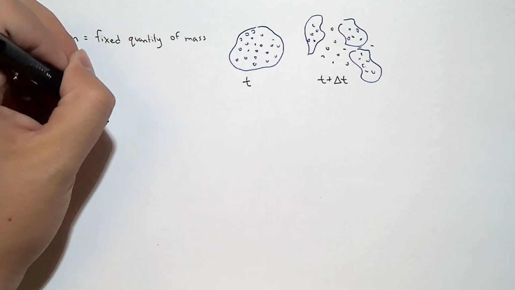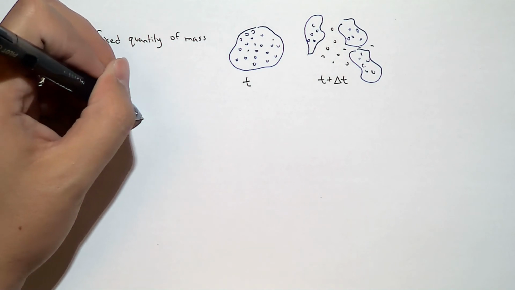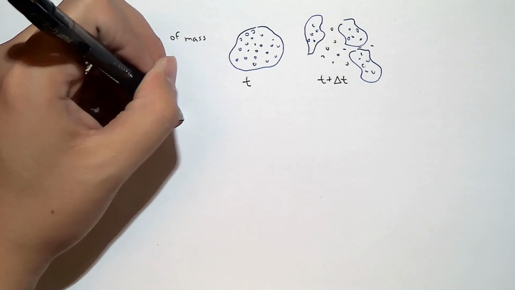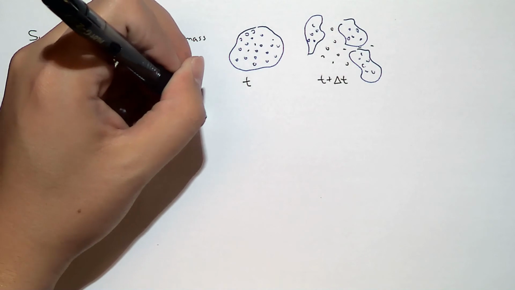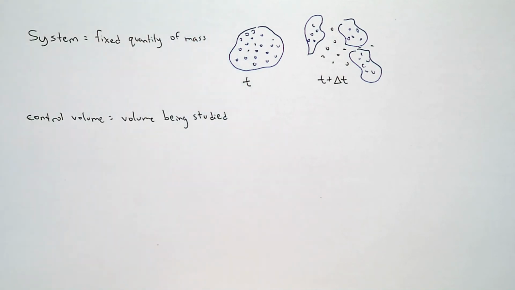A control volume is a volume that's being studied. I would like to say a fixed volume, but we'll learn later that we can actually increase and decrease the magnitude of our control volume. So the volume is simply a location in space that we are studying. That location can change, it can move, but it's up to you whether it changes or moves. It's not up to the fluid. So a control volume is a volume being studied.